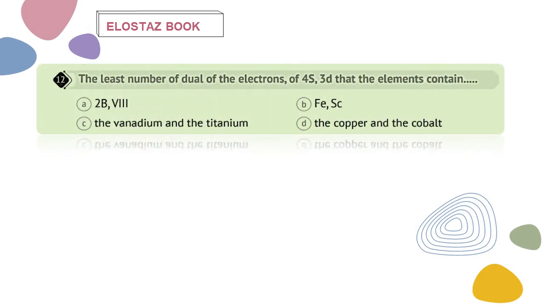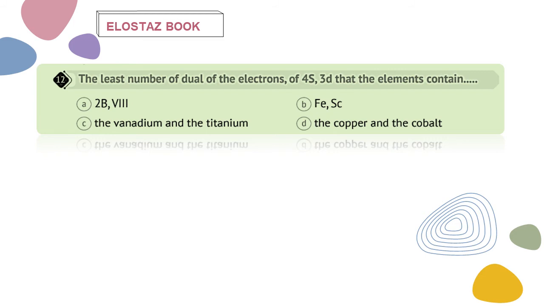Question 12 says: the least number of dual electrons, meaning doubling of electrons, of 4s and 3d that the elements contain. Okay, we have two groups here, or two elements. We have an element present in 2B or VIII.